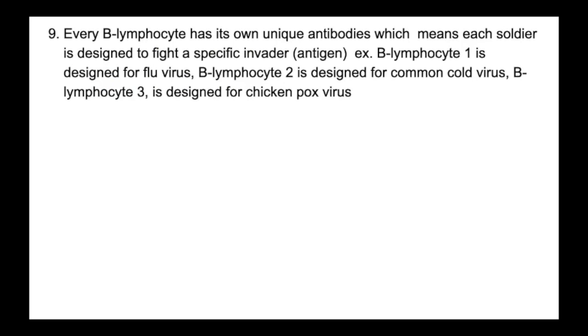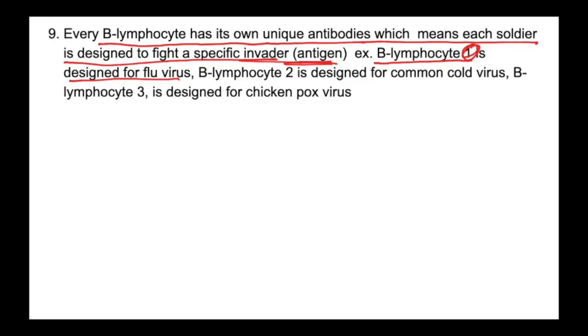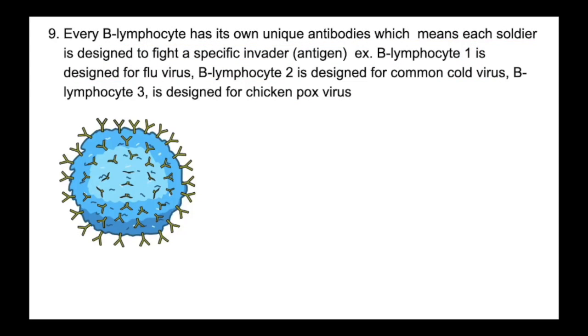Now, every B lymphocyte has its own unique antibodies, which means each soldier is designed to fight a specific invader that has antigens on it. So, for example, B lymphocyte 1 in your body, now that's not a real name, that's just me designating a lymphocyte, is designed for the flu virus. Maybe the next one's designed for the cold virus. The next one is designed for chicken pox.